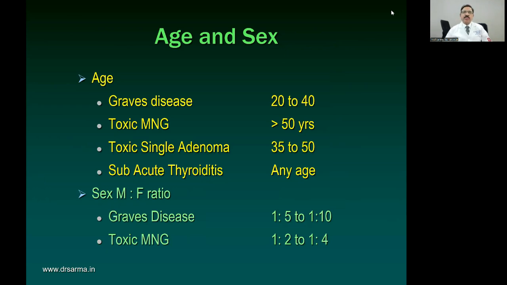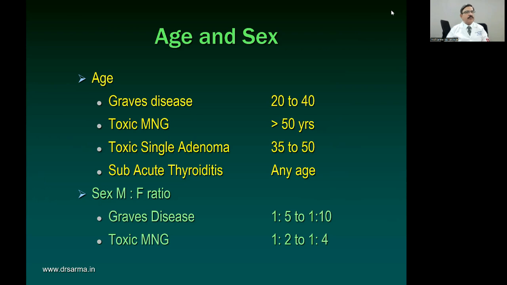Now you see, I am giving age and sex distributions. Graves' disease, 20 to 40 years. Toxic multinodular goiter, above 50 years. Single toxic adenoma, 35 to 50. Subacute thyroiditis is an infection, so it can come at any time. Sex ratio, Graves 1:5 to 1:10. Toxic multinodular goiter is more common in men compared to Graves' disease, 1:2 to 1:4.